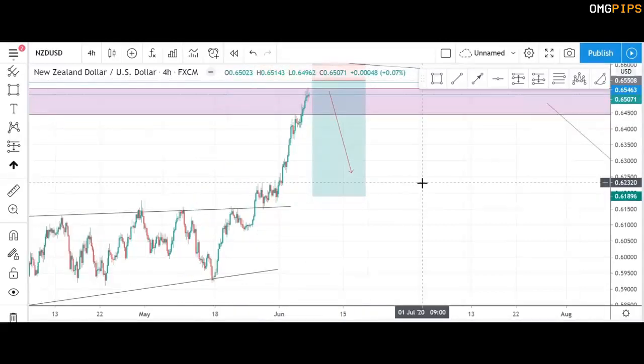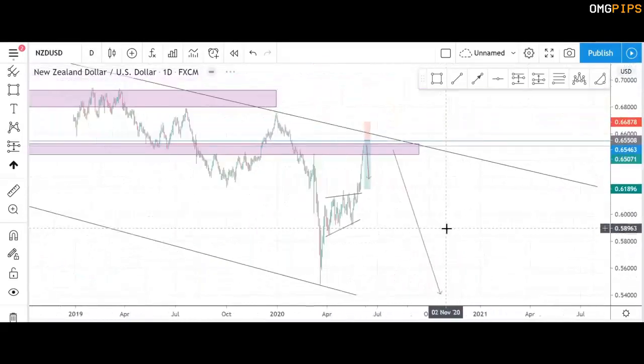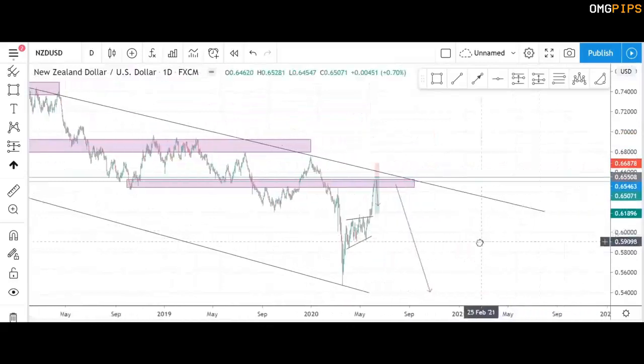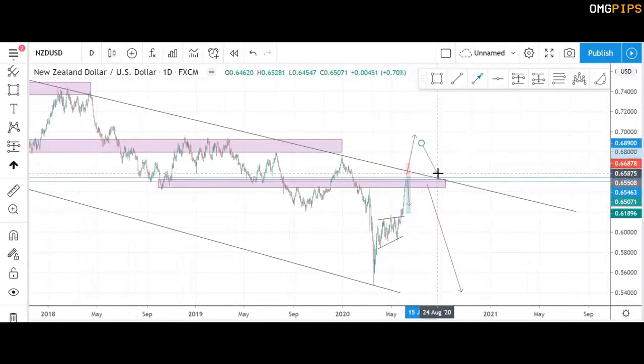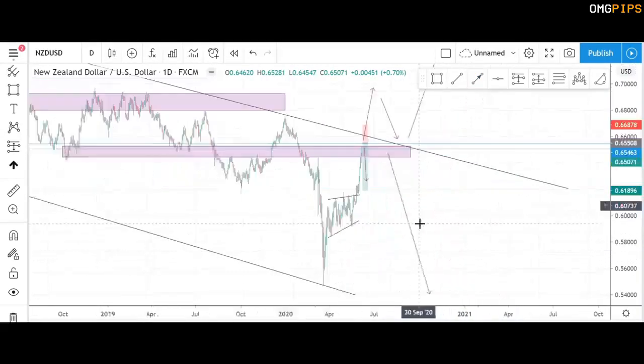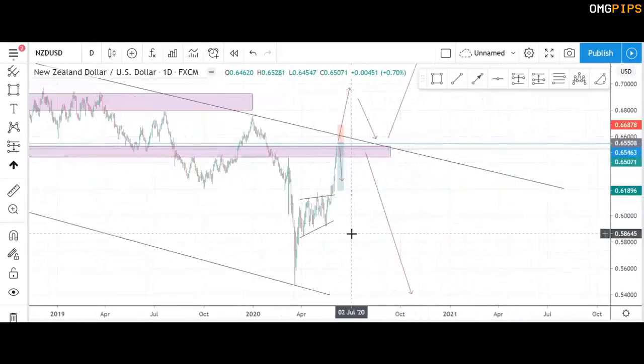Alright, what would invalidate our setup? Let's go to a daily time frame. What would invalidate our setup would be that once the market breaks above this resistance line right here, and after that it can come back to retest and then continue giving us further buying opportunities. However, that's when the market has invalidated our setup.